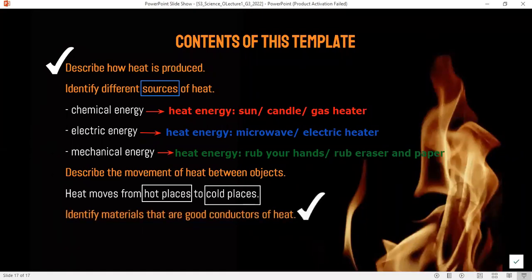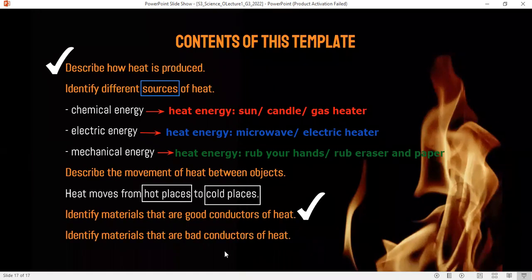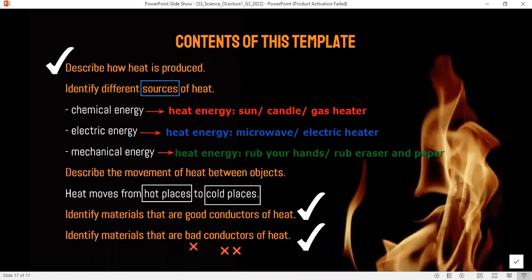Some materials are good conductors of heat, like metals. Iron, silver, gold are examples of metals. They are good conductors of heat. Wool, cotton, plastic are bad conductors of heat. They do not let heat pass through them easily. The heat movement in them is so slow. They are bad conductors.